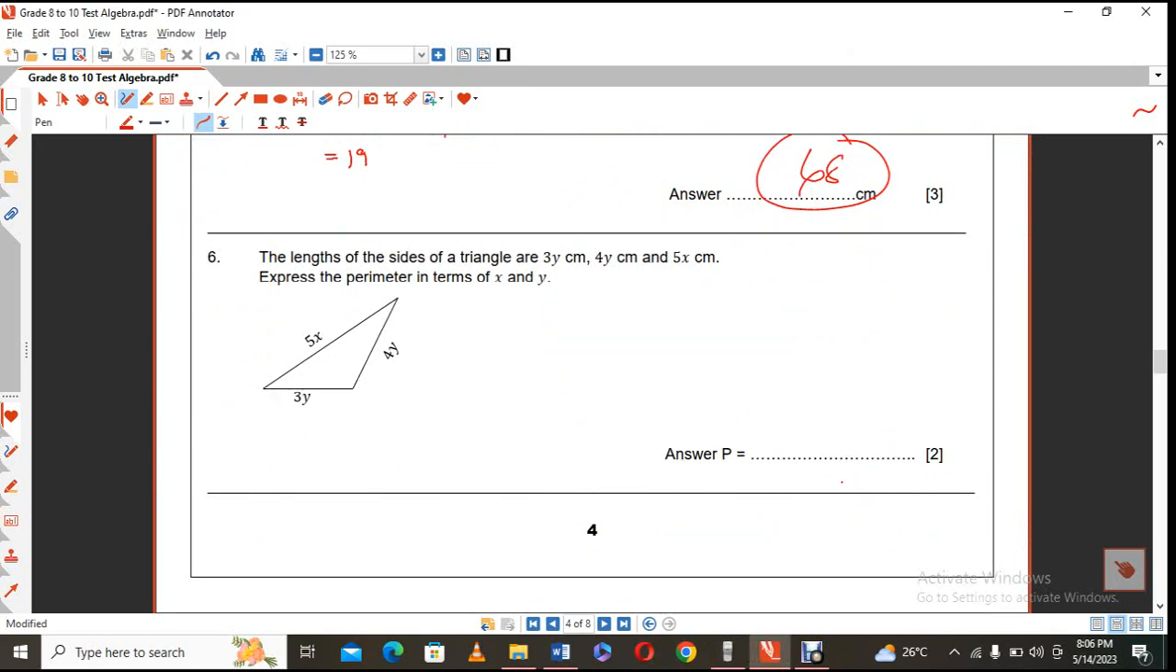Then question 6, the lengths of the sides of a triangle are given to you as 3y, 4y, and 5x. As you can see, you're supposed to express this in terms of x and y. So let's add what we can add. So 4y plus 3y plus 5x. When you add the y's together, that gives you 7y plus 5x, or the other way around, it doesn't really matter.